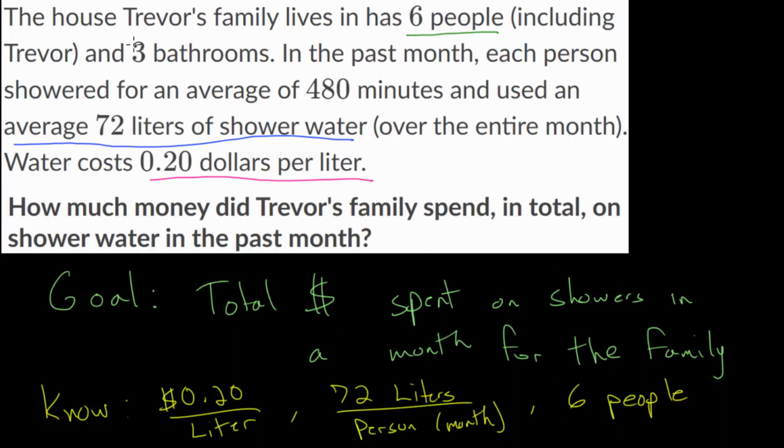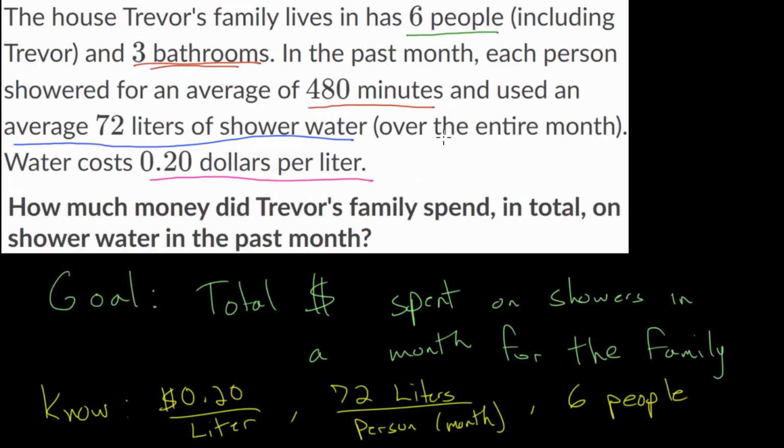And we can see with a question like this, there is information that's given that's not really useful. For instance, the idea that there are 3 bathrooms doesn't affect the cost. We're just looking at the total amount of water used and the cost related to that, and we'll spread that out over 6 people. So this doesn't really add anything to the problem. Likewise, I mentioned that this 480 minutes, the time spent actually showering, doesn't really matter, since again, it's all about the actual water that was used.